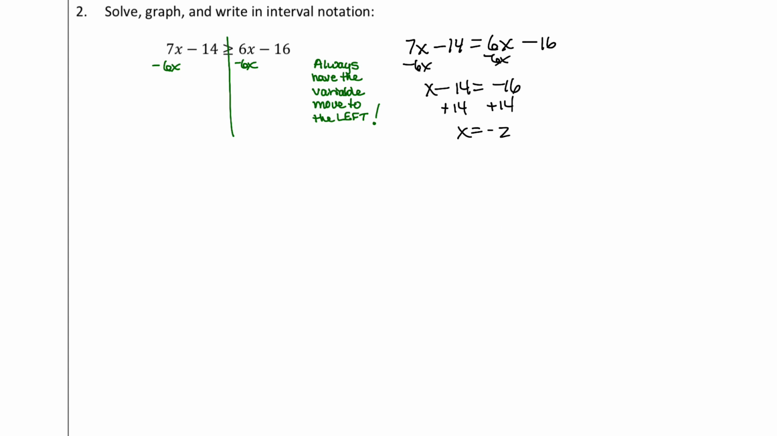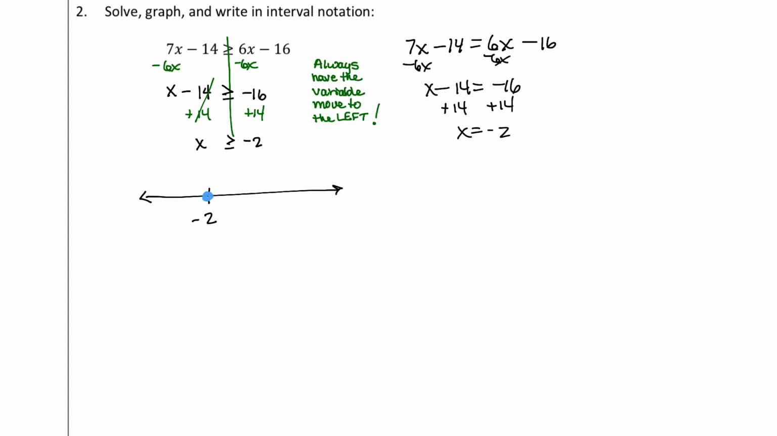Okay, back to the problem. Here we go. So we have 1x minus 14 is now greater than or equal to negative 16. Add 14 to both sides to isolate the variable completely. And we get x is greater than or equal to negative 2. Okay, so we've solved it. Now let's graph it. Do you have to write those tick marks? Not really. If you want to do it without and you just want to put a negative 2 on there, that's absolutely fine.